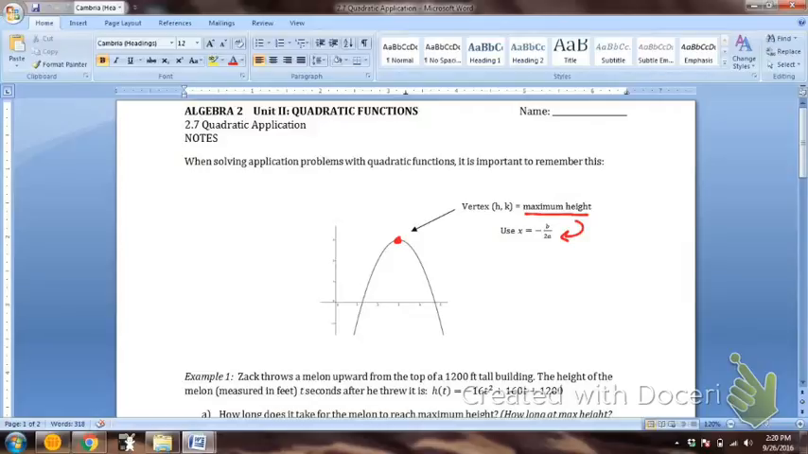The h value in our vertex represents the time that it takes to get to the maximum height. The k value represents the actual height. So if it asks you to find the time that it takes to get to the maximum height, you're just going to be looking for the h value. If it asks you to find the actual maximum height, you're going to have to plug the h back in and find k. You guys remember doing that, plugging h back in to find k for your vertex? Okay. So let's do an example.